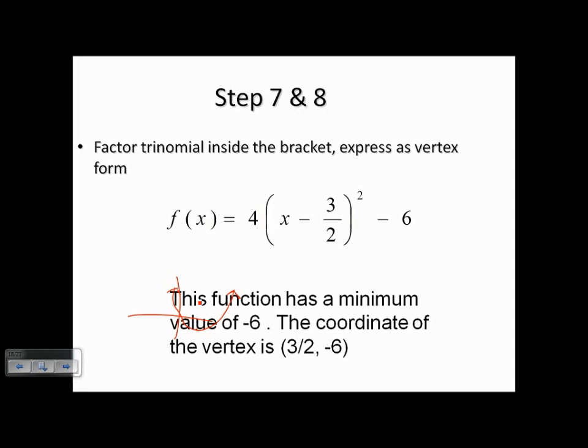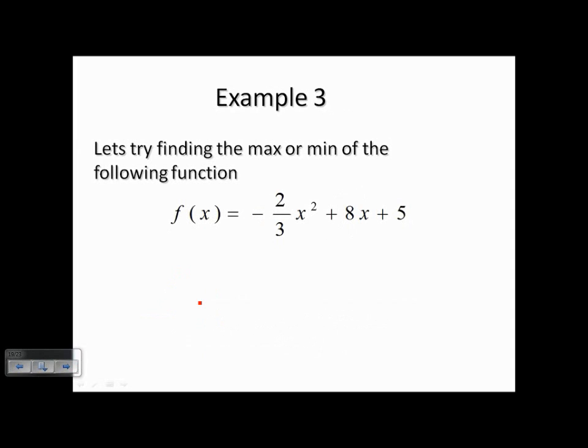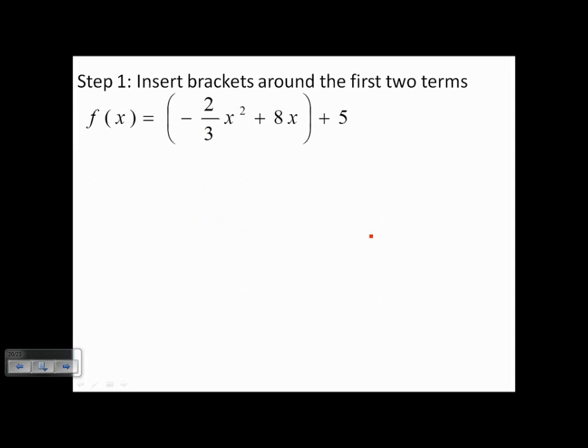The last example we're going to do is example 3. Again, we're going to do the same steps as we've done the last 2 times. First thing that we do is put brackets around a function. We're going to put a bracket here, and we're going to put a bracket there. Second step is going to be to factor this term, this negative 2 over 3 term, out of the bracket.